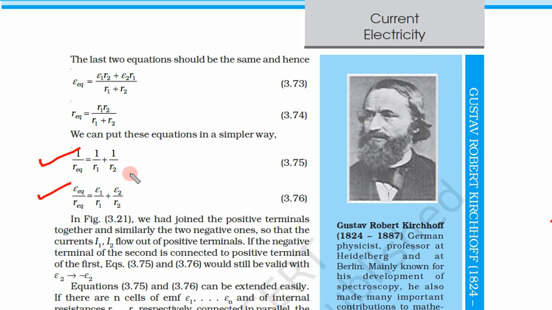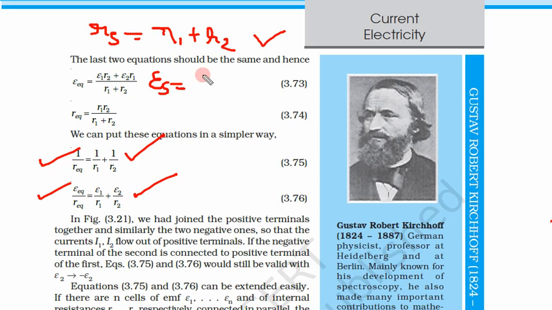Now for EMF, the formula was quite complex, so we made a simple formula: epsilon equivalent upon R equivalent is simply epsilon 1 upon R1 plus epsilon 2 upon R2. In the case of series addition of cells, we got for series R_S equal to R1 plus R2, same as in the case of series resistances, and epsilon_S, that means series EMF, was simply epsilon 1 plus epsilon 2.